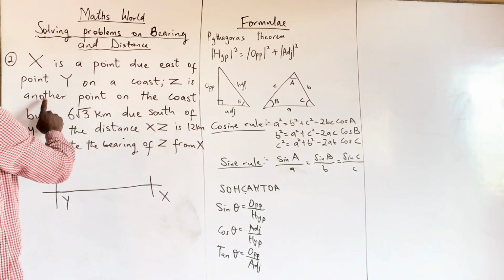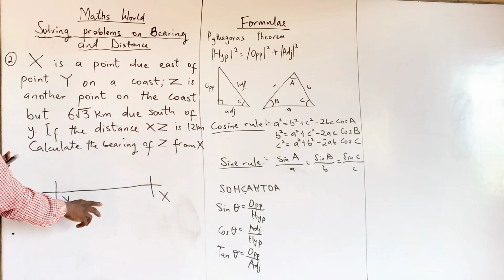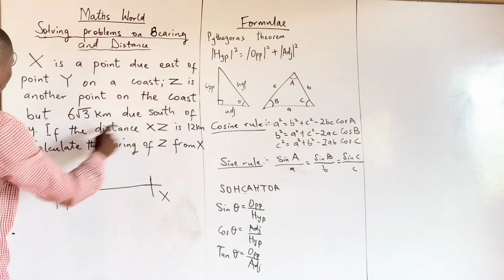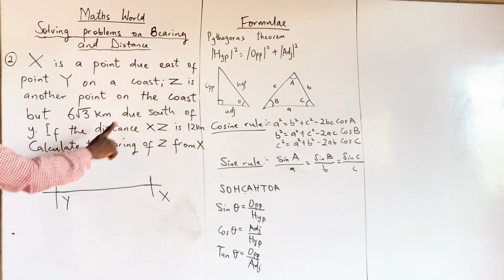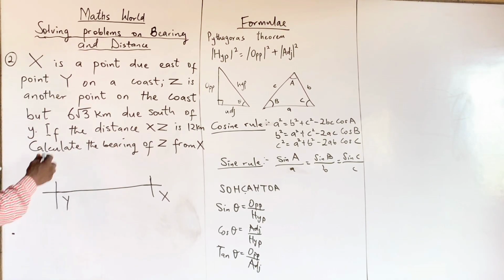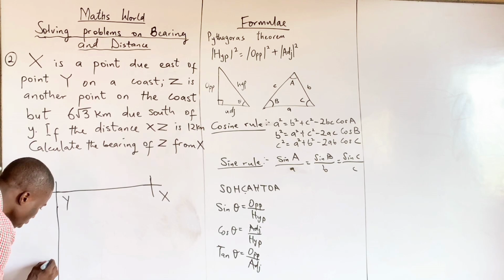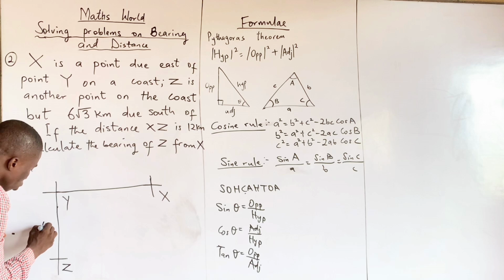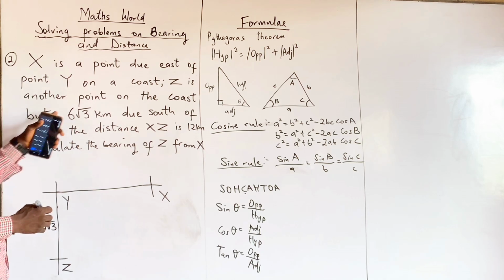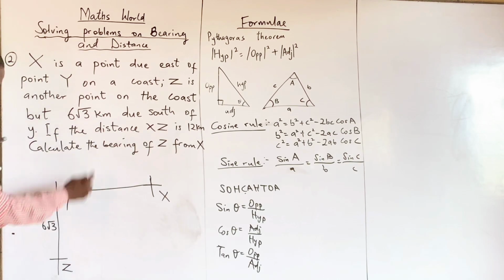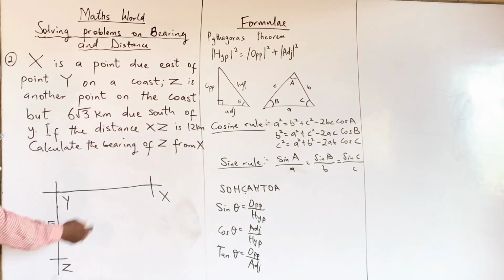Now Z is another point on the coast, 6√3 kilometers due south of Y also. This is Y. They said due south, so it is going downward, and they said it is 6√3 kilometers. So I'm going to draw it downward. This is another point Z, and this distance is what? 6√3 kilometers. Remember what they said? Z is another point on this coast, 6√3 due south of point Y. You can see now, that's how you interpret.